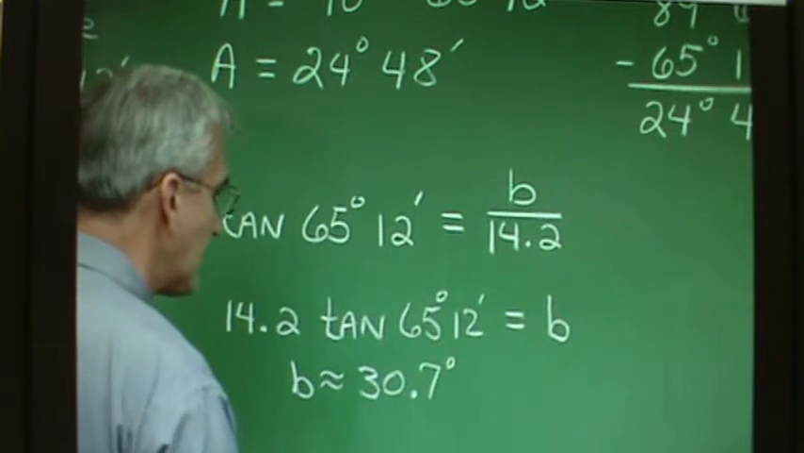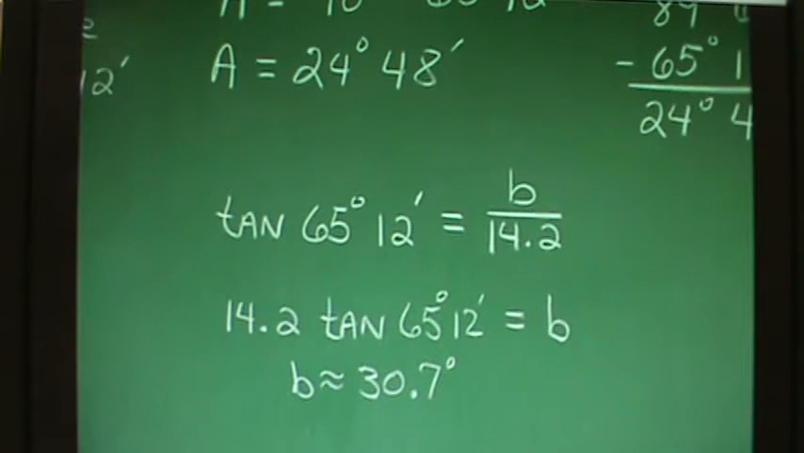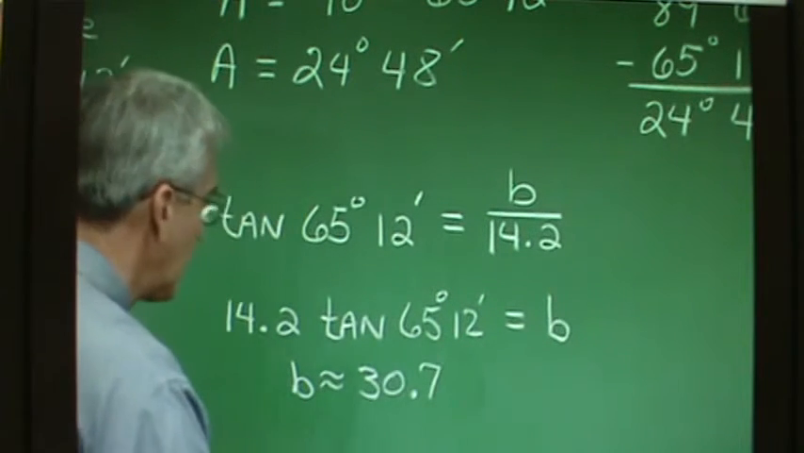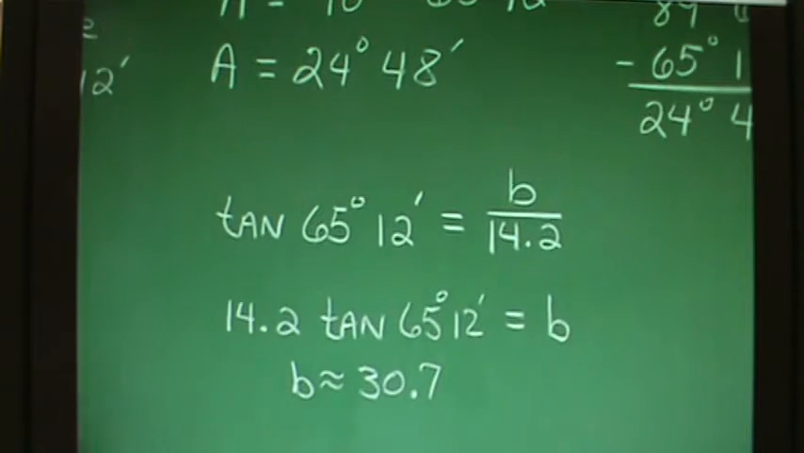30.7. So 30.7, excuse me. We're finding a side here, so it's not degrees. It's 30.7 is the length of this side.